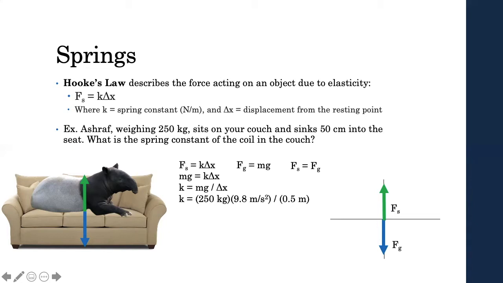I gave you the weight. You should know 9.8 meters per second squared off by heart. And I told you 50 centimeters he sank into the couch. That's half a meter. And so the answer you should get, 4,900 newtons per meter, is the spring constant. I have no idea if that's strong or not. I wrote this question not knowing if animals sit on couches.